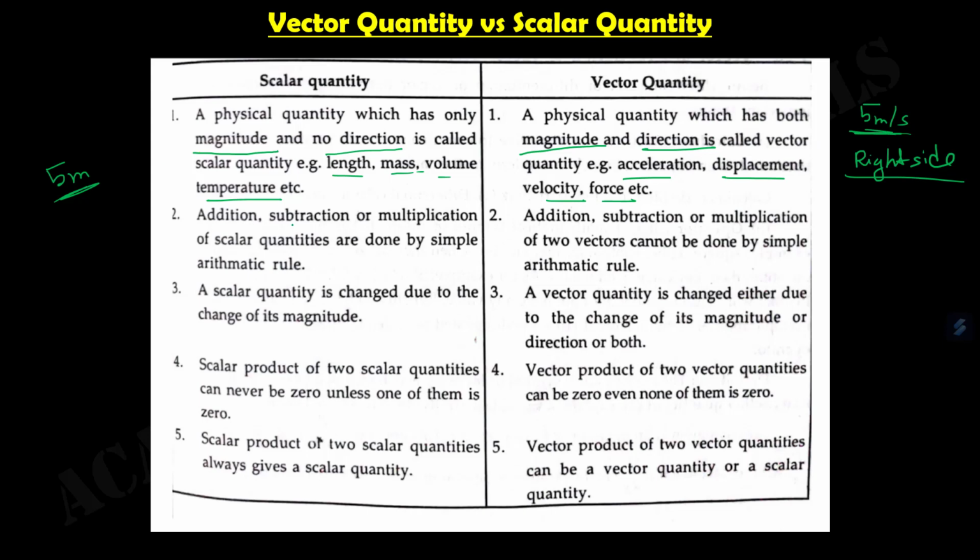The second one is that addition, subtraction or multiplication of scalar quantities are done by simple arithmetic. If the length of a stick is 5 meter and another stick is 5 meter, the total length is 10 meter. But in the case of vectors, addition, subtraction or multiplication of two vectors cannot be done by simple arithmetic rules. For that, we have to learn about the addition rule, the subtraction rule, and the laws of parallelogram.